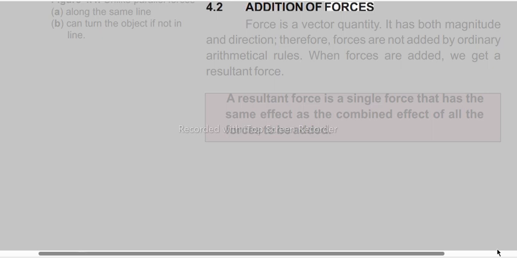4.2 Addition of forces. Force is a vector quantity. It has both magnitude and direction, therefore, forces are not added by ordinary arithmetical rules. When forces are added, we get a resultant force. A resultant force is a single force that has the same effect as the combined effect of all the forces to be added.